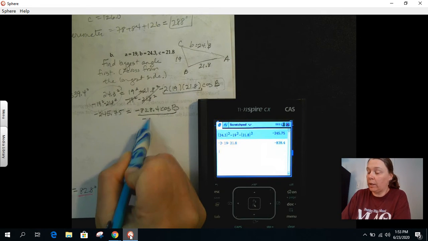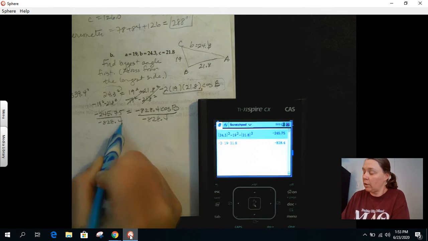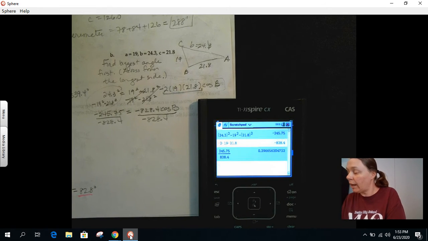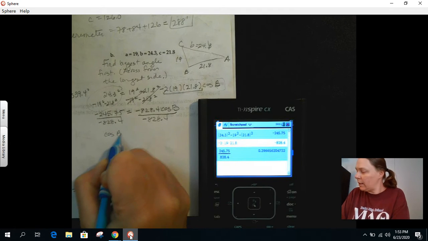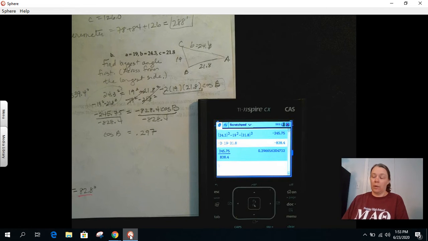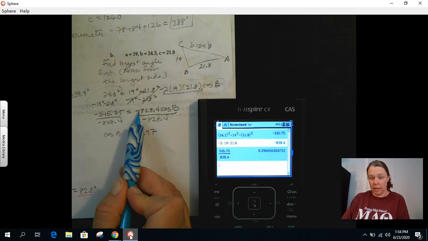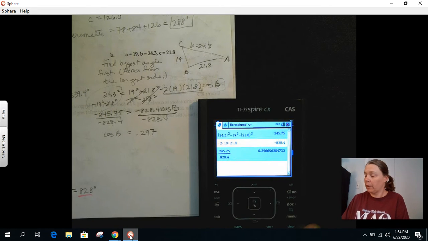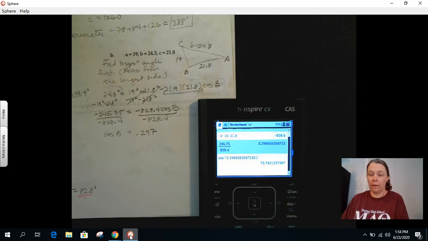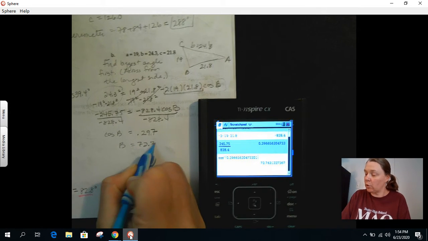And then I want to get the cosine by itself. So I would divide. So the 245.75 divided by the 828.4. And I get that the cosine of B is 0.297. And when I divide that, I get 0.297. So if you were worried, oh, wait, I've got a negative, but then you had another negative, and it ended up being okay. All right, so then I'm going to take the inverse cosine of my answer, and I'm going to get that angle B is 72.7 degrees.